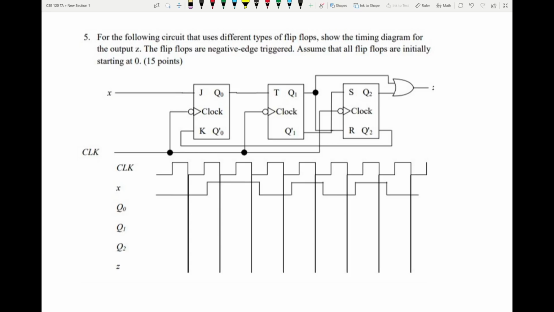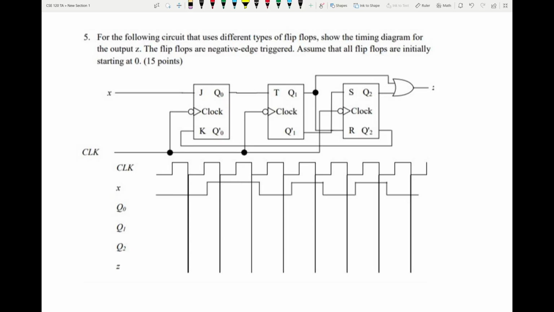So the first thing that you're going to want to do in situations like this, where you're presented with a timing diagram, is figure out what you're looking at. You want to figure out what the expected behavior for a lot of these things is. So we've got 3 different kinds of flip-flops: a JK, a toggle, and then an SR.